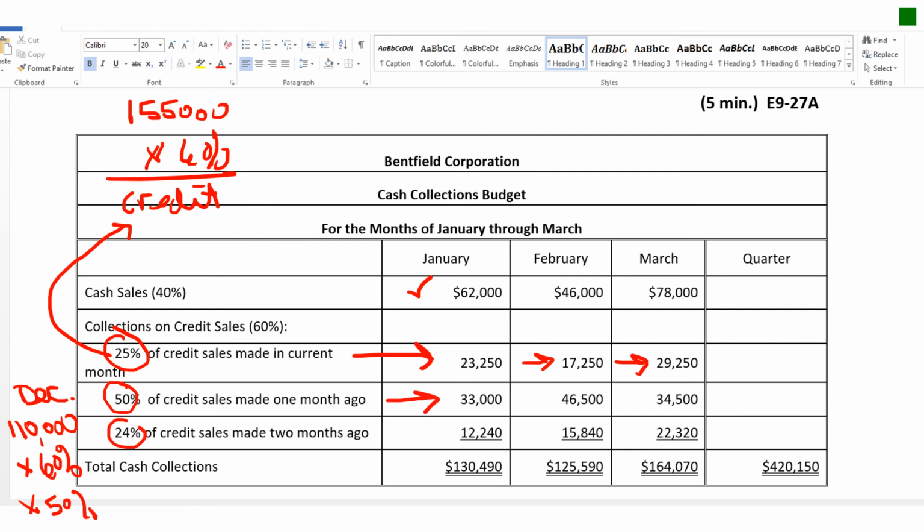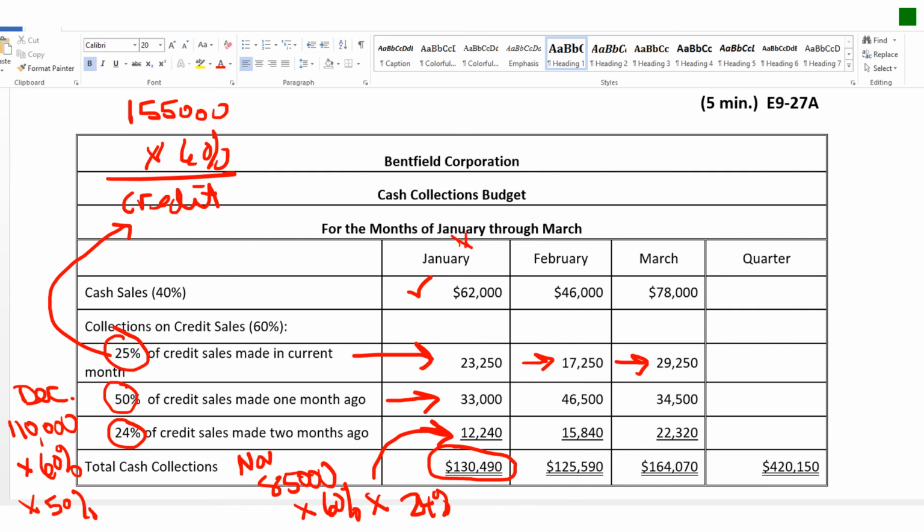So then on this 24%, you have to go back to the month of November. And November sales, just to remind you, were 85,000. You'll have to multiply again that by 60%, and then multiply that number by 24%. That's where they're going to get this number right here. You add all these up, you would get a cash collections for the month of January of 134.90. And really, you just have to watch your month.